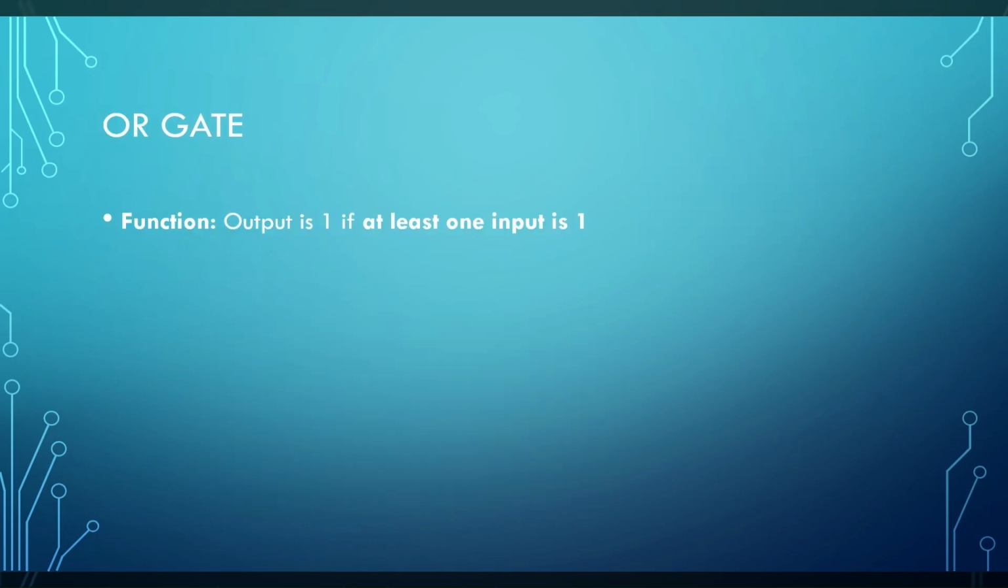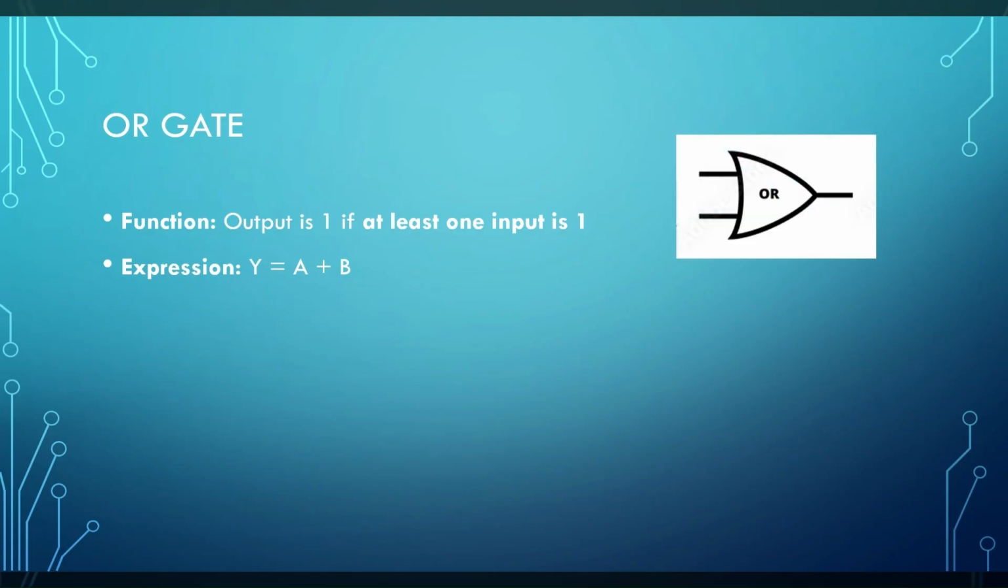Next we have the OR gate. See, this functions when at least one input is 1. If both the inputs are 0, then we get the output as 0, otherwise we get the output as 1. So the expression for this is Y = A + B. That means we are adding both the inputs to get the output.